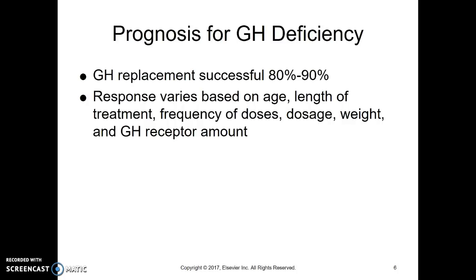So the prognosis for these kids is really good. 80 to 90% of the time, they do just fine. We can get them to normal heights. The times when we can't is if it's diagnosed late, or for some reason the treatment is stopped early, or they're given very low doses. But if treated properly, we can get these kids to a normal height.